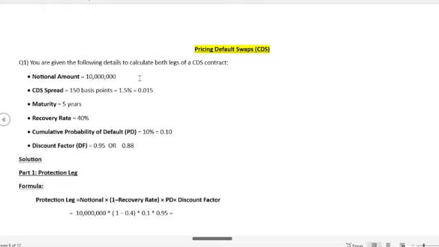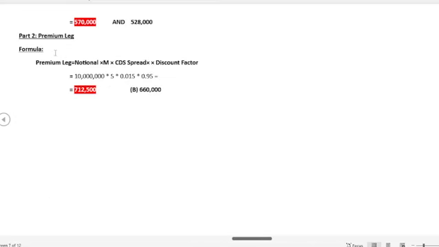The main part of the chapter is the numerical, which is the credit default swap pricing. We have already done this in class, so I try to explain it here. Question number 1: you are given the following details to calculate both legs of the CDS contract. Both legs means the premium leg and the protection leg.